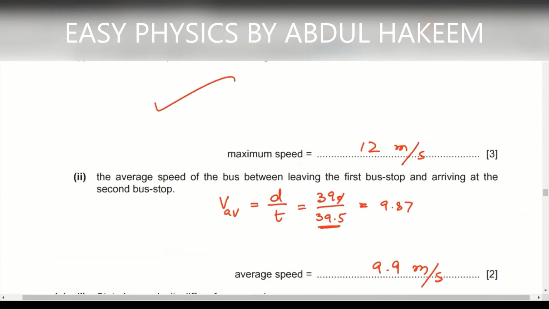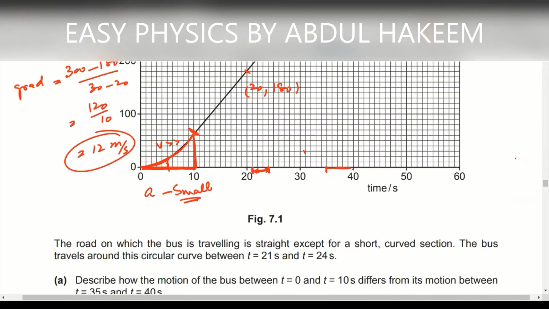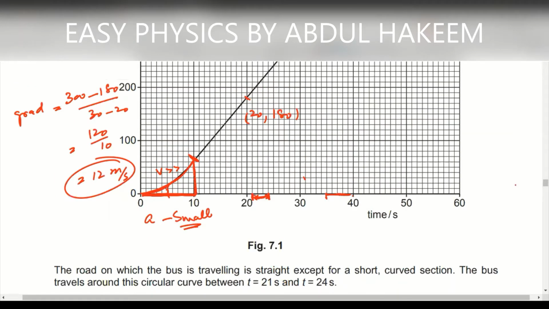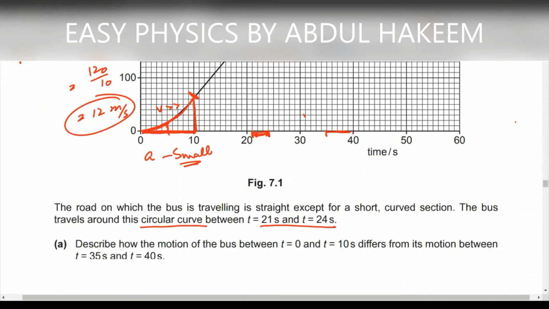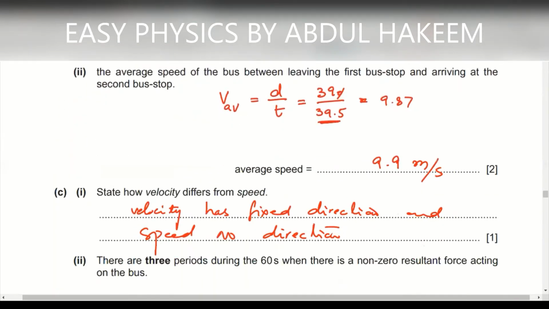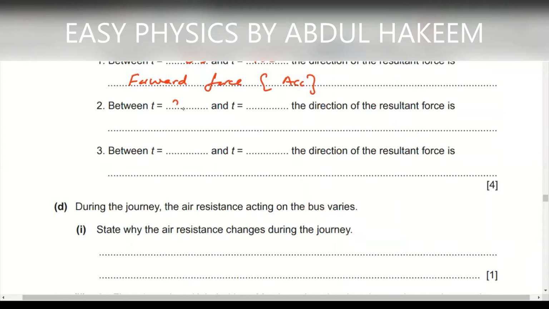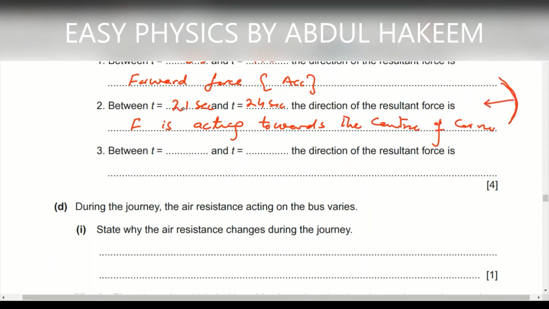And the next, it is mentioned that between these 2 times from 21 to 24, circular curve. So there's a centripetal force, and the centripetal force is also a non-zero force. So from 21 to 24, due to the centripetal force, the non-zero force is acting towards the center of corner. When the bus is turning, the force is acting toward the center of the curvature.